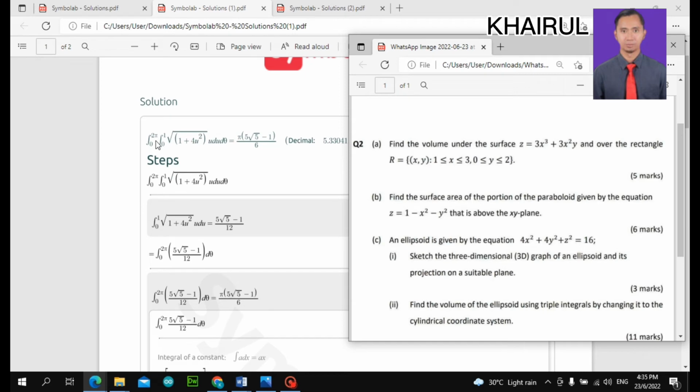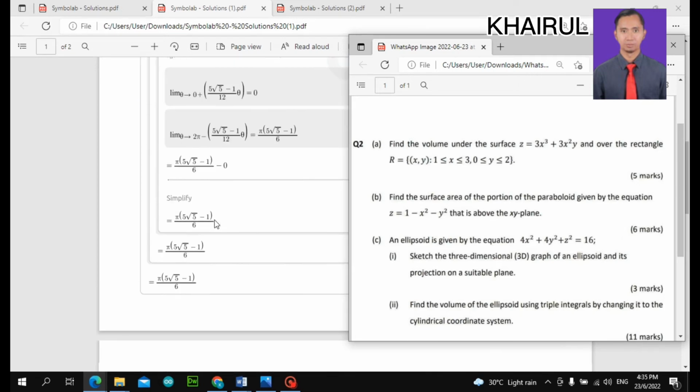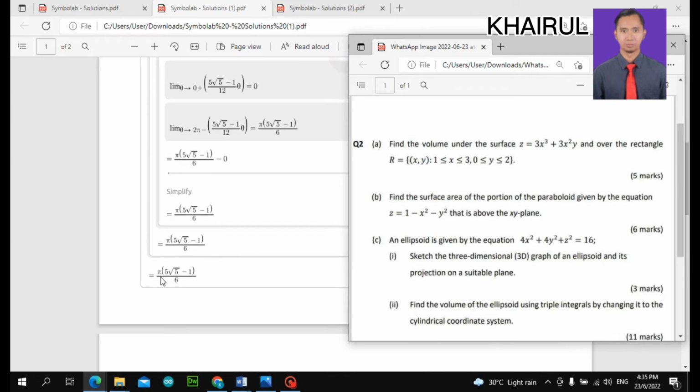We put the double integral in the Simulab, and we get the same answer as the manual calculation, pi square root 5 pi minus 1 over 6.